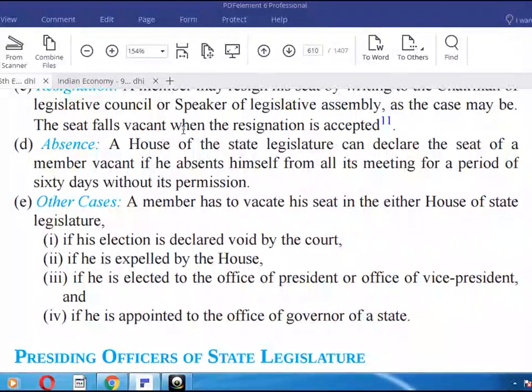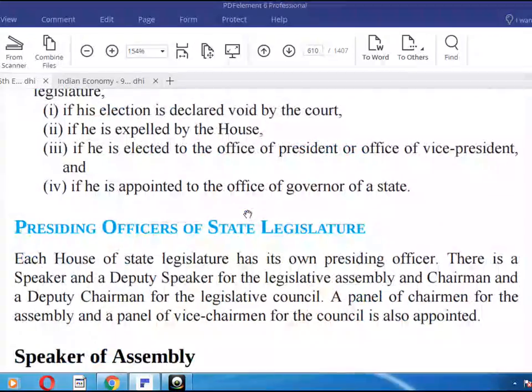Absence: the House of the State Legislature can declare the seat of a member vacant if he absents himself from all its meetings for a period of 60 days without its permission. Other cases: a member has to vacate his seat in the State Legislature if his election is declared void by the court, if he is expelled by the House, if he is elected to the office of President or Vice President, or if he is appointed to the office of Governor of his state.